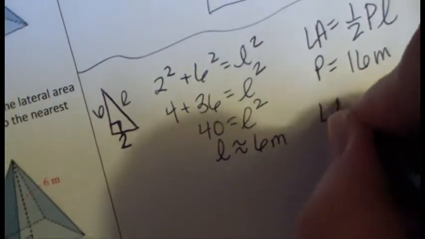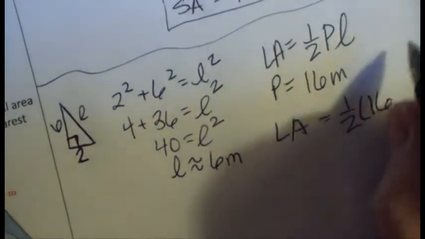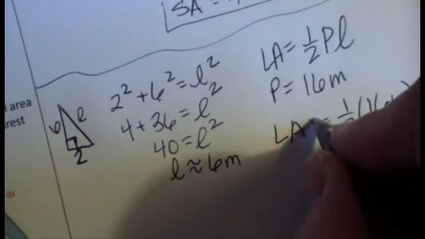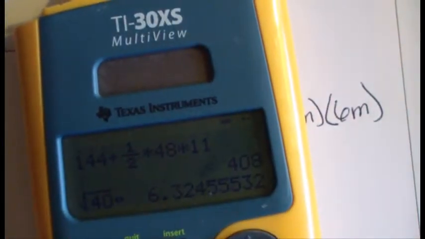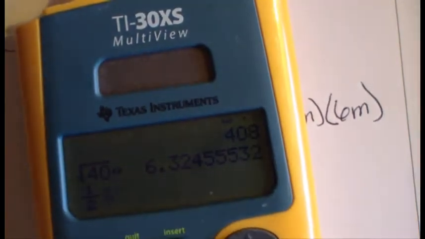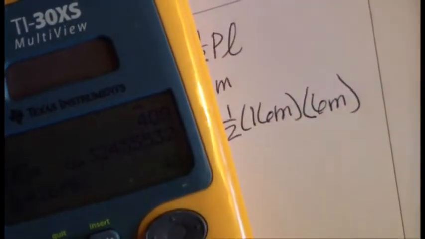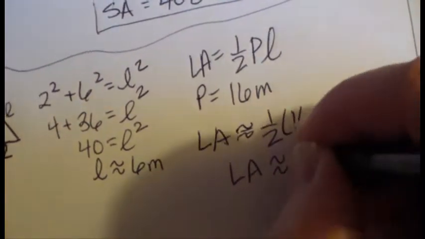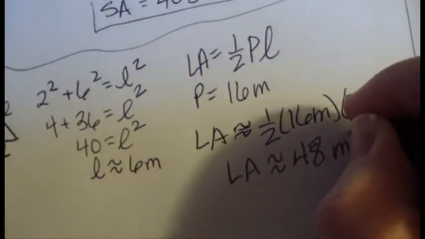Alright, so our lateral area is 1/2 perimeter times the slant height, which we found was about 6. So 1/2 times 16 times 6 is 48. So lateral area is approximately 48 meters squared.